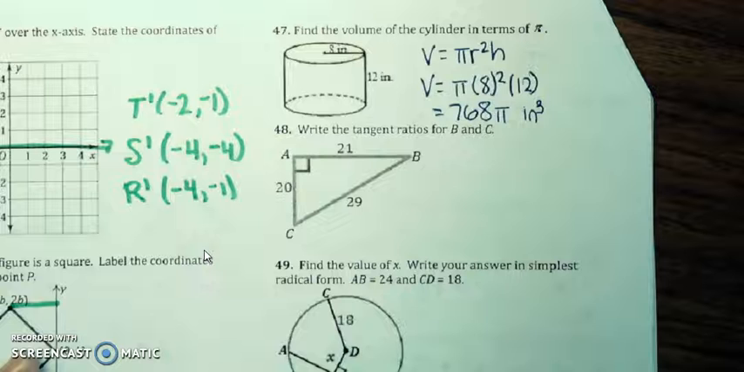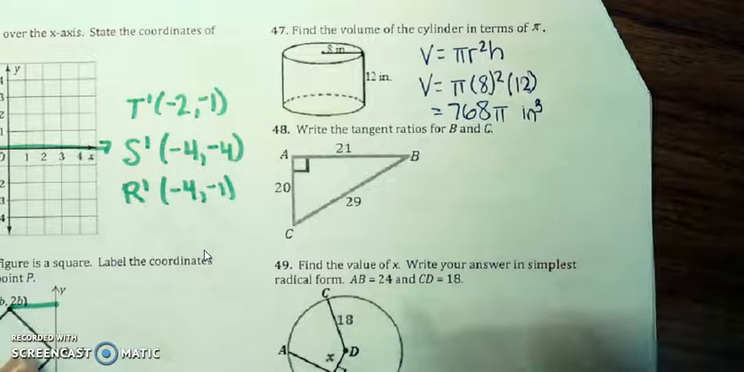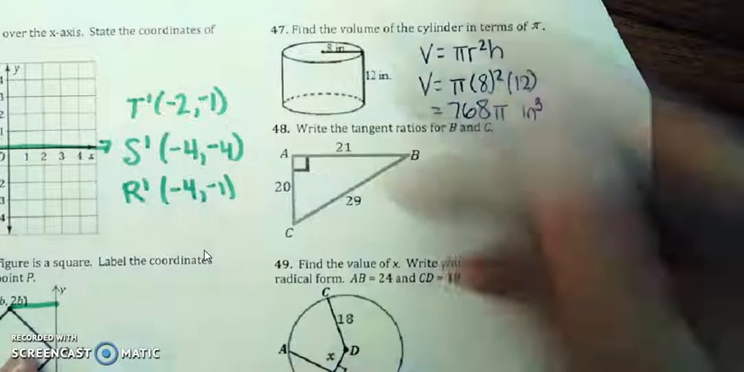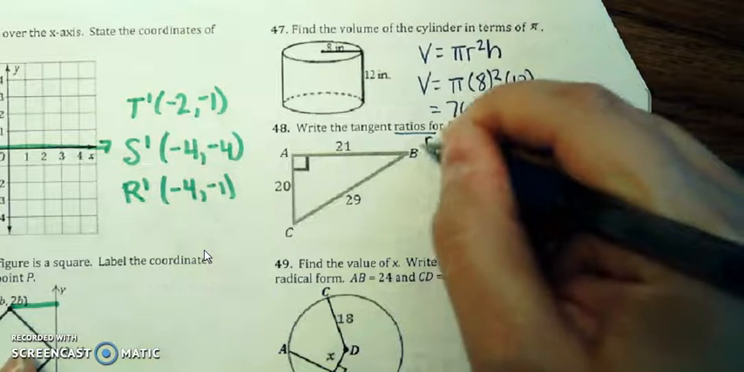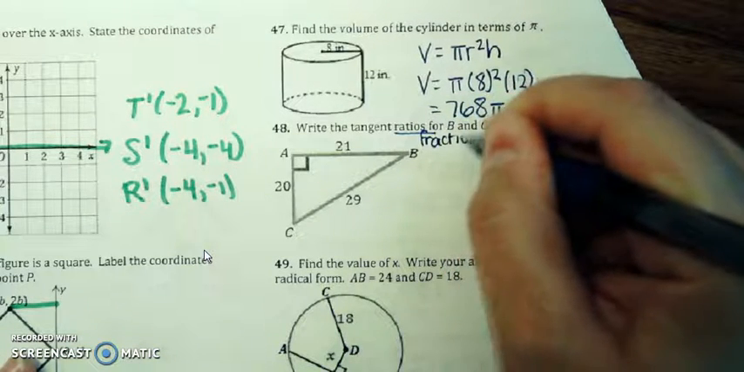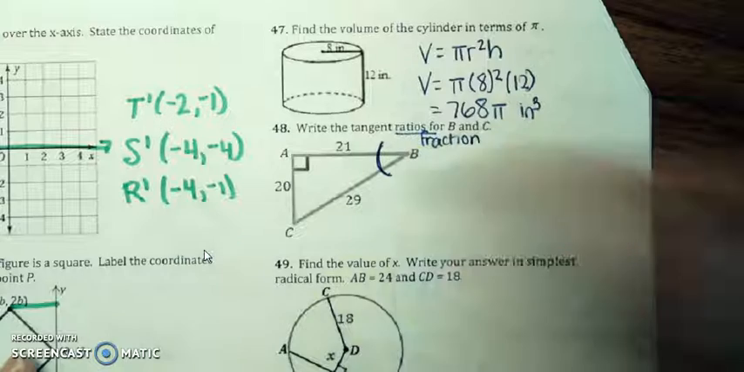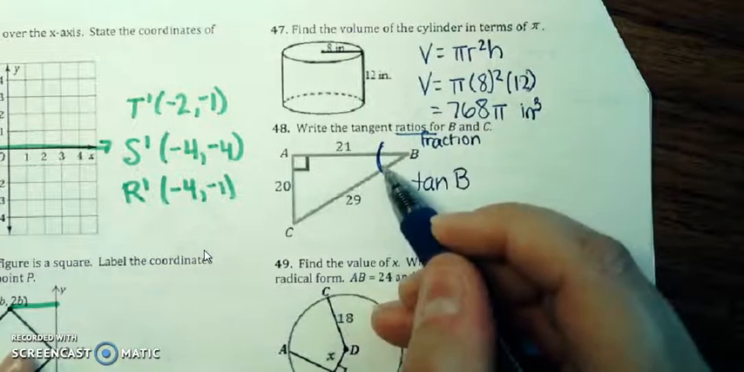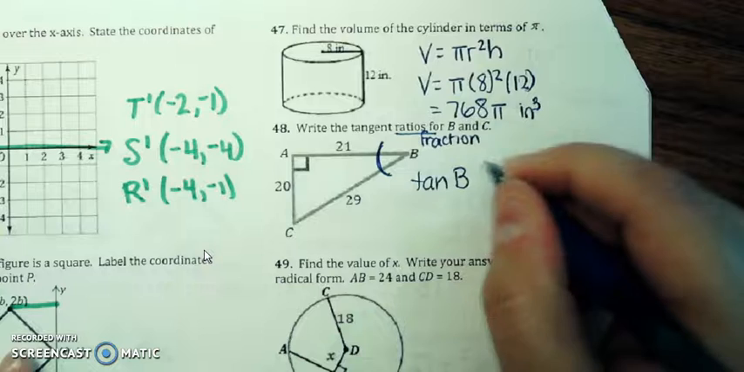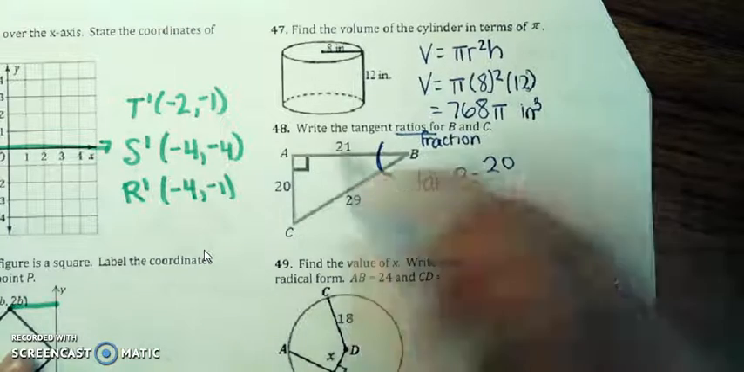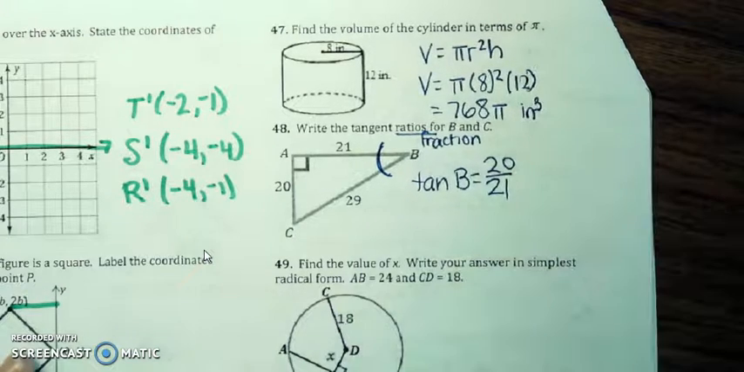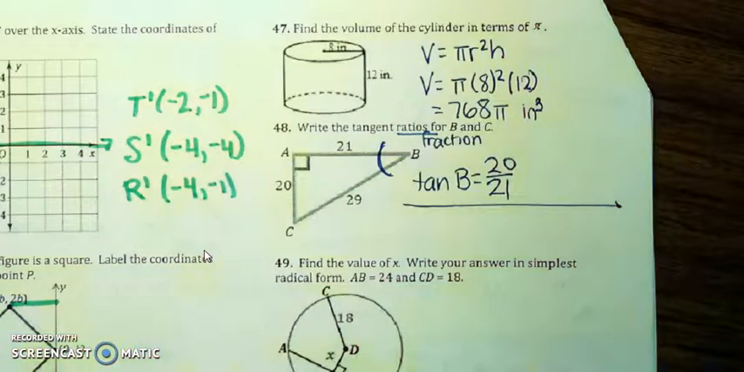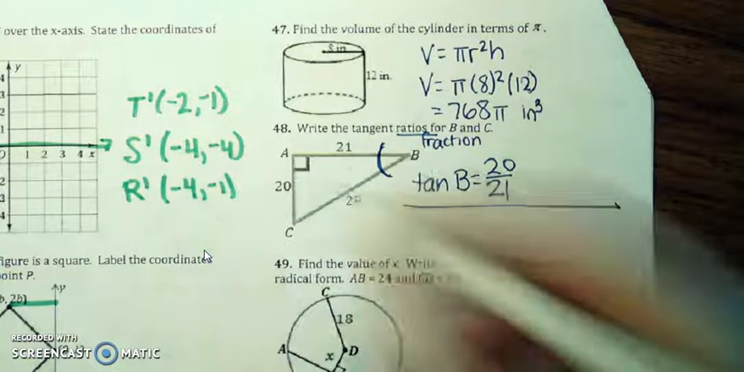Okay, now tangent ratios. You do not have to find an angle measure or anything like that here, excuse me. You're just going to set up a ratio. Ratio is the fancy word for fraction. All right, so I'm going to focus on B real quick. If I'm doing the tangent of angle B, the opposite would be 20, the adjacent would be 21 in relationship to that angle. That's literally all you have to do. You just set up the ratio. You're not solving anything, you're not finding the angle measure.